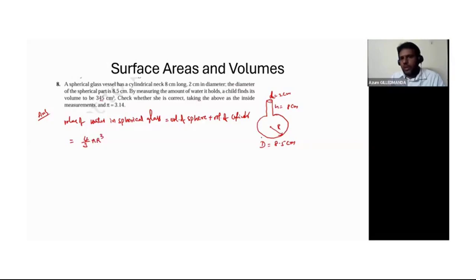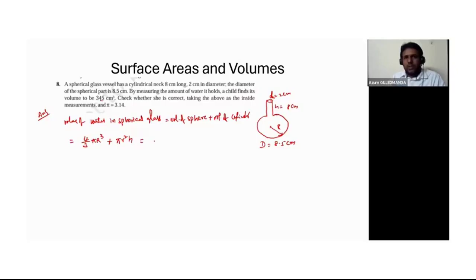Capital R I am using for the sphere and small r I am using for the cylinder. When I have two values, I'll just indicate like that, so there is no confusion. And then volume of cylinder, pi small r square h. You understood, right? So the volume of sphere is 4 by 3 pi R cube and this is pi r square h. So how much can I take common?